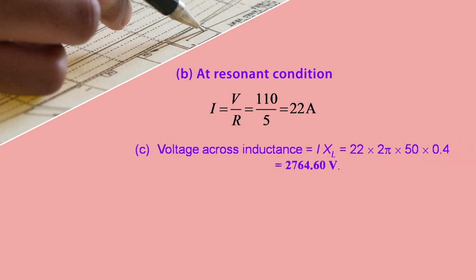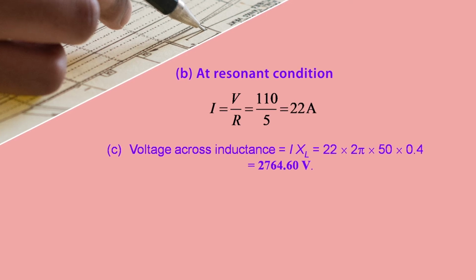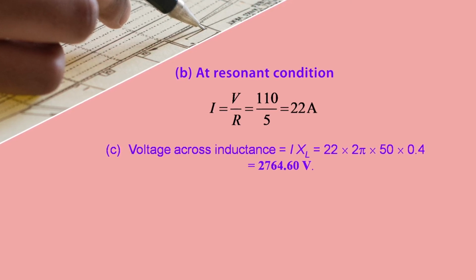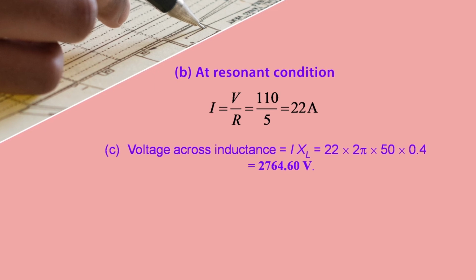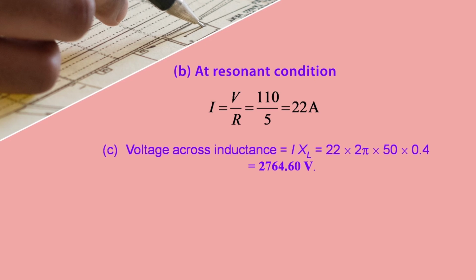Now you have to calculate the voltage across inductance. Because the value of inductance is already given and the value of current you have already calculated, the voltage across inductance can be written as I into XL.